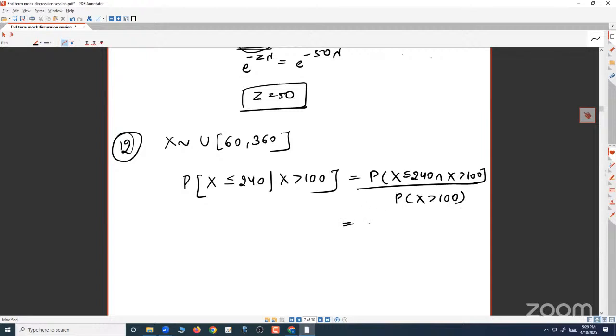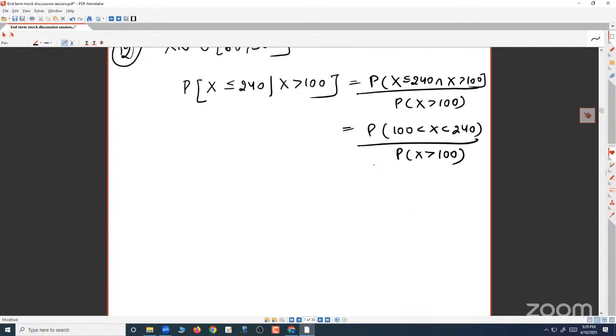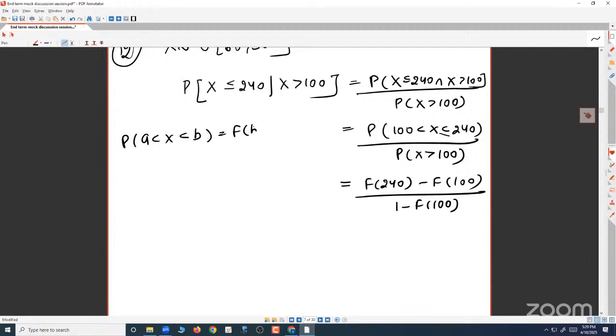Now I can write this as the probability that X is between 100 and 240, divided by the probability that X is greater than 100. Now I can write this as F of 240 minus F of 100, divided by 1 minus F of 100. If X is between A and B, the probability can be written as F of B minus F of A. Do you remember this?